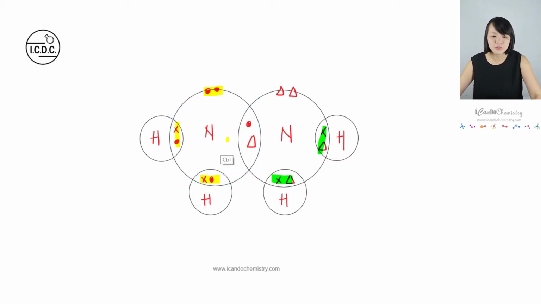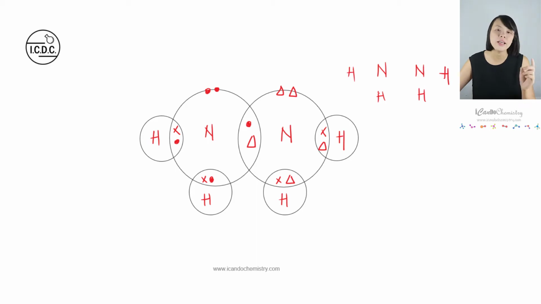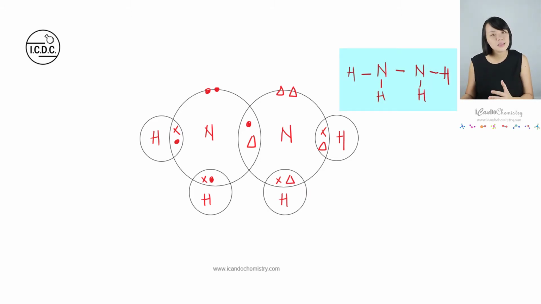Good. Now let's move on. What about this other nitrogen? 4, 5, 6, 7, 8. Alright, so same thing, already attained the noble gas electronic configuration. Now all my atoms are happy. I'm ready to convert this to the structural formula. From here, it's very clear that there's only 1 bond between N and N, okay, and 1 bond between N and H. And hence, this is the structural formula of hydrazine.